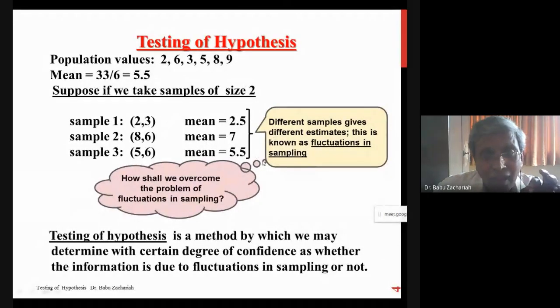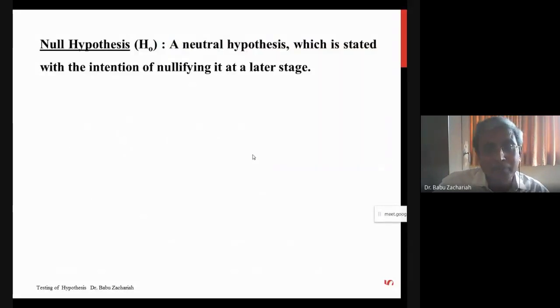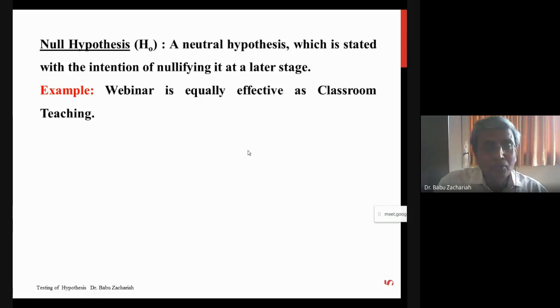Now, we will understand the terms and terminologies one by one. Then we will collect all the terms together and understand the logic. Now, the first term is null hypothesis, a neutral hypothesis, which is stated with the intention of nullifying it later. So, for example, webinar is equally effective as classroom teaching. It may be true, may not be true, but it's a neutral hypothesis. I am not favoring webinar, I am not favoring classroom teaching. I am neutral. So this is a null hypothesis.